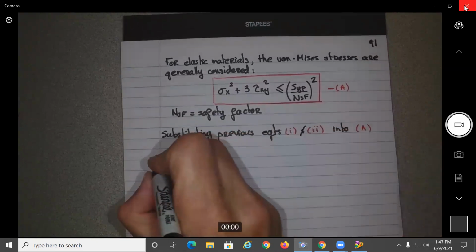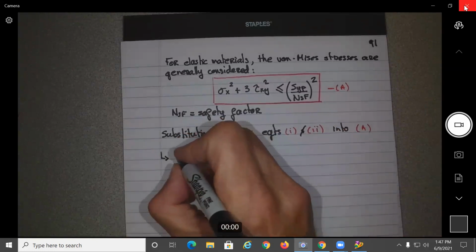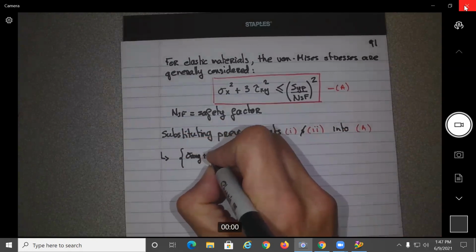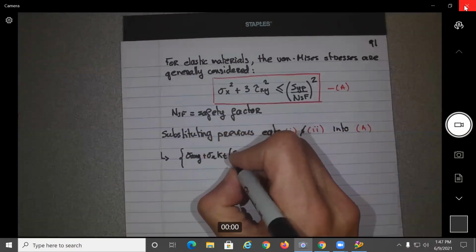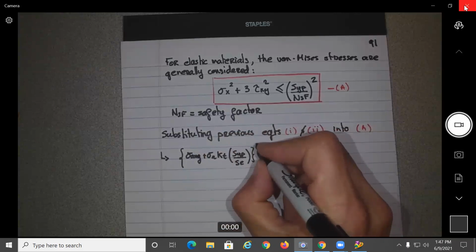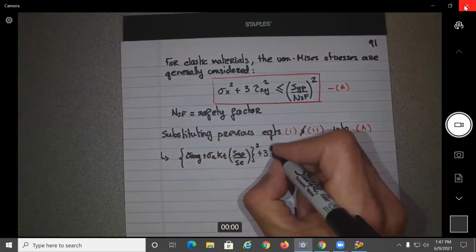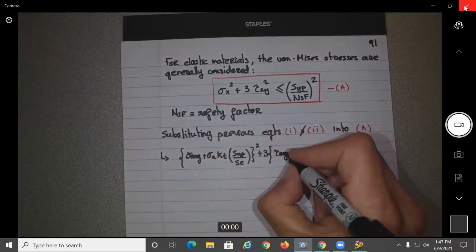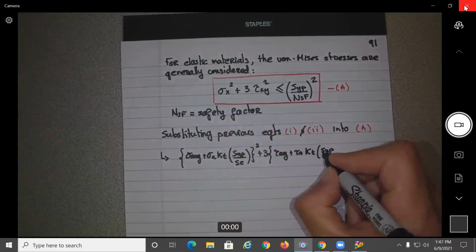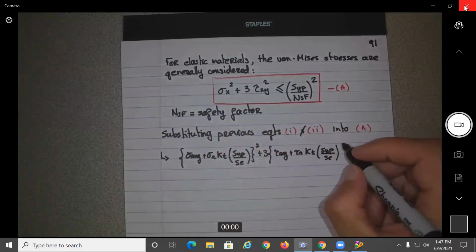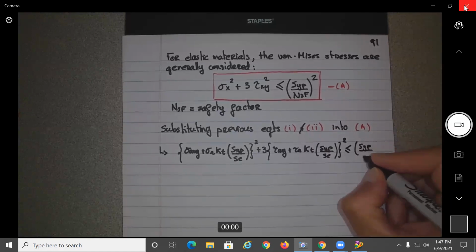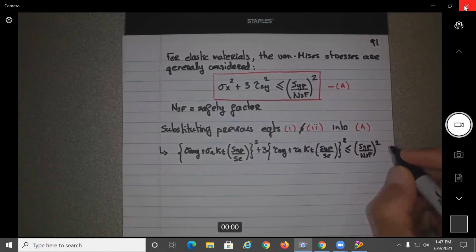What do you get? So you're going to get sigma average plus sigma sub r k sub t, S yield point divided by the endurance stress, everything squared, plus 3 times the average shear plus tau sub r k sub t, S yp over S endurance, everything squared, needs to be lower or equal to S yp over safety factor, everything squared.